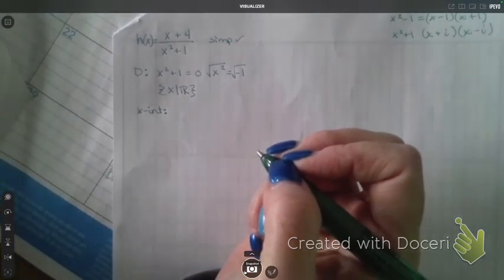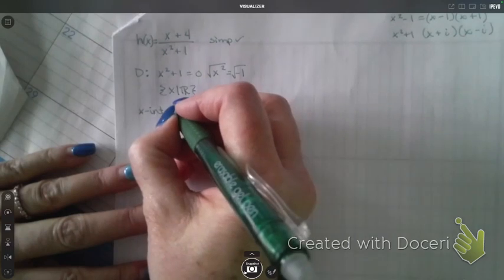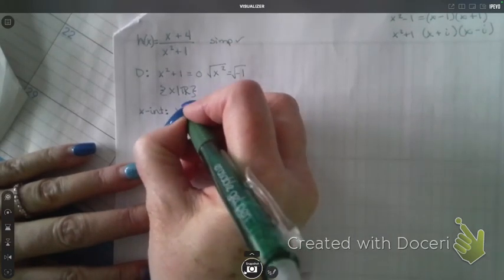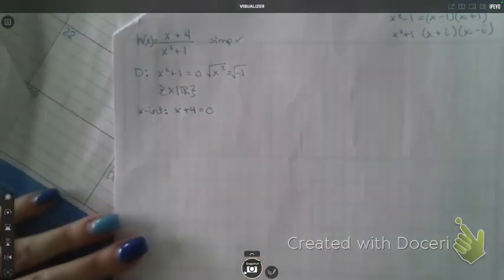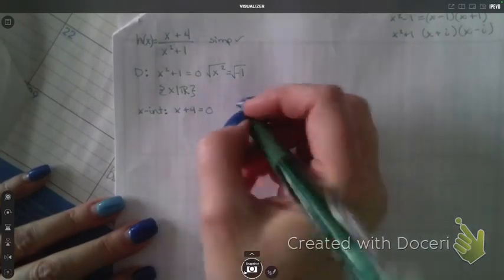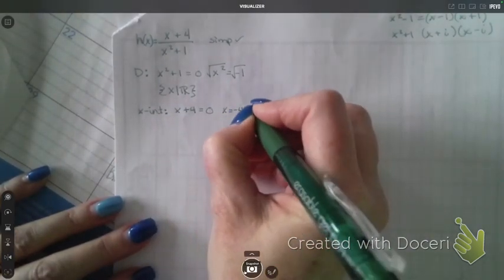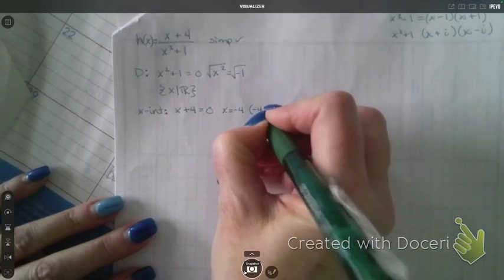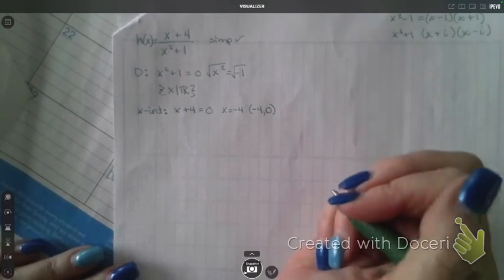Numerator equals 0. Okay, there's not very many of you participating, so if you don't know what you're doing, you better be writing more notes on that paper, right? Okay, so what does x equal? -4. So my x-intercept is -4, 0.